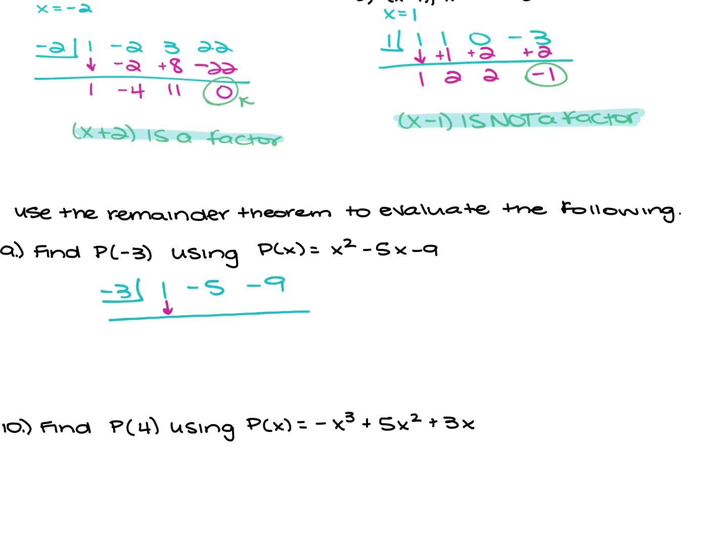Your 1 drops down. 1 times -3 is -3. Add that with the -5. That gives you -8. Times -3 is positive 24. 24 minus 9 is 15. So your remainder is your answer. That 15 is your answer. So you're going to give that p of -3 is equal to 15. And yes, you need to put the p of -3.